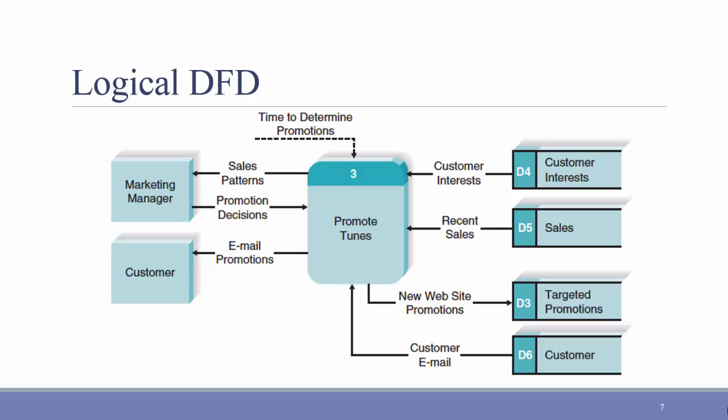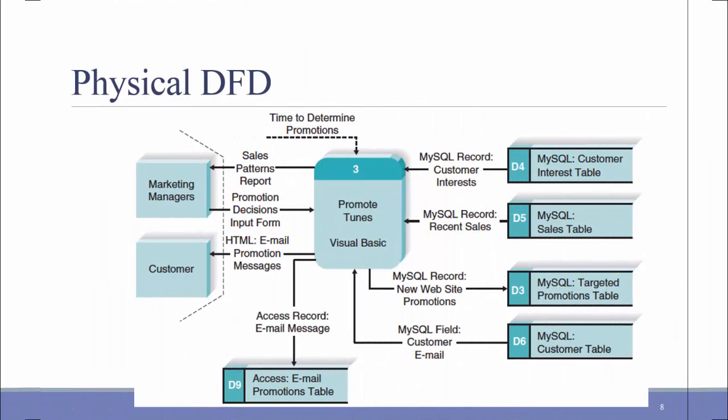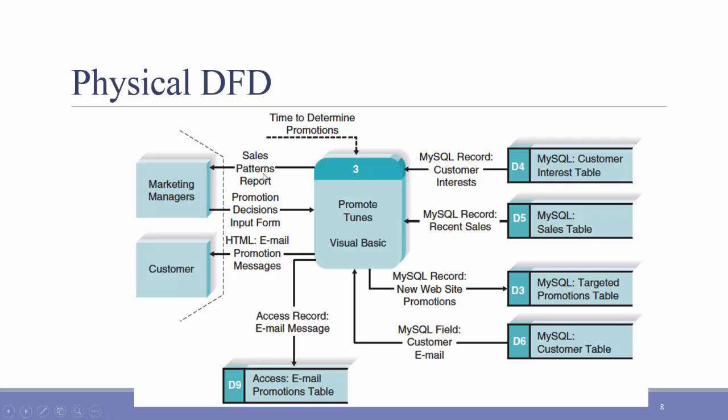However, when we move to the physical DFT, in this case, several of the data flows are fields in a MySQL database. The data stores are tables in a database, which is usually the case. Some other data flows are paper forms, such as a sales patterns report. Others might be web page forms, like here we have an HTML form for email promotion messages. And for the processes, we list how they will be implemented. In this case, the Promote Tunes app will be programmed using Visual Basic.